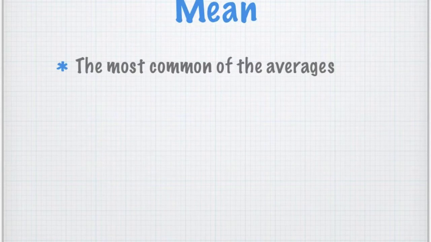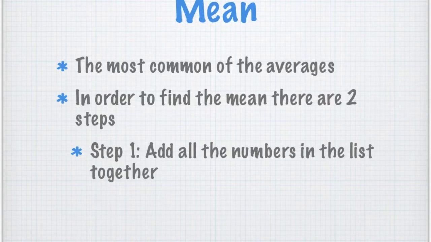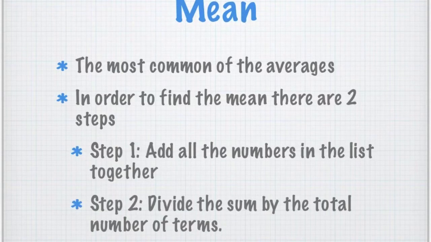The mean is the most common type of average. It's your typical average that you've seen before. In order to find the mean, there are two steps. You add all the numbers together in the list, and then you divide the sum by the total number of terms in your group of terms.